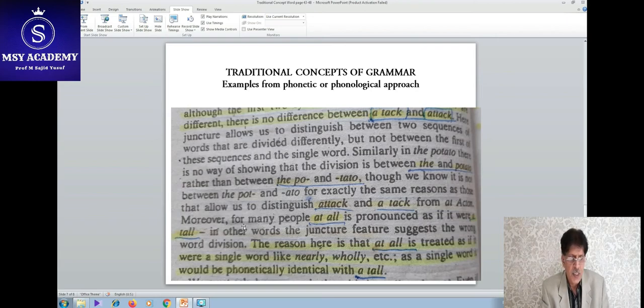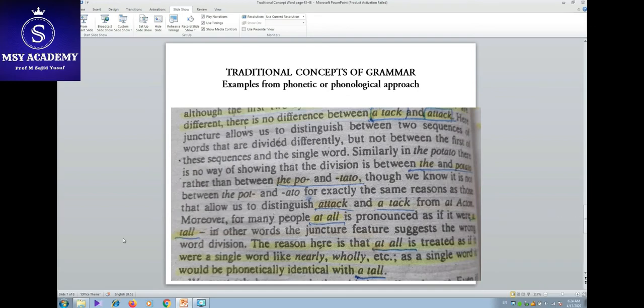It also further shows that rather than between the potato, I mean in between po and tato, or it may be in between port and ato, during pronunciation, during sound production, it doesn't happen like that. Similarly, for all the same reason, this allows us to distinguish a tack and attack from an autumn.